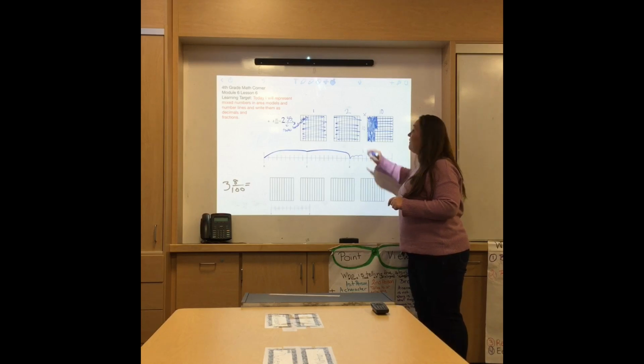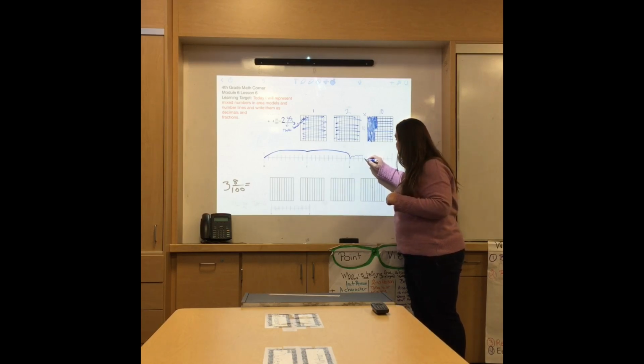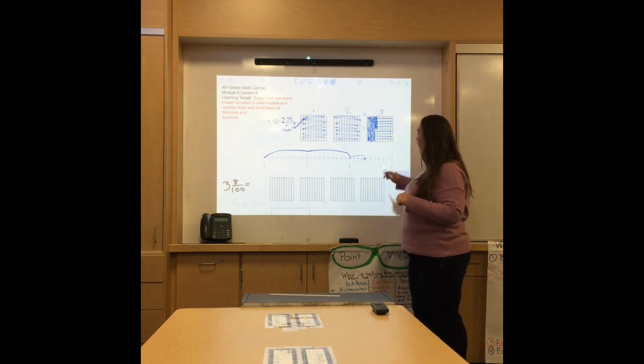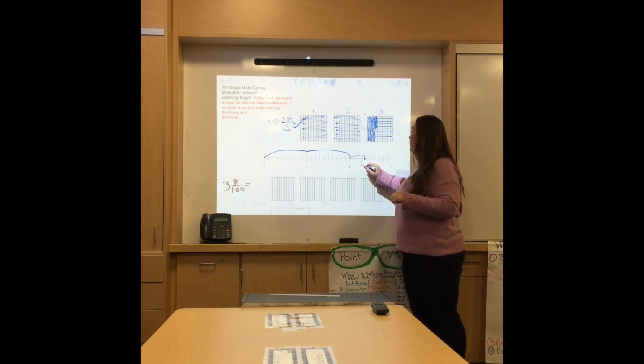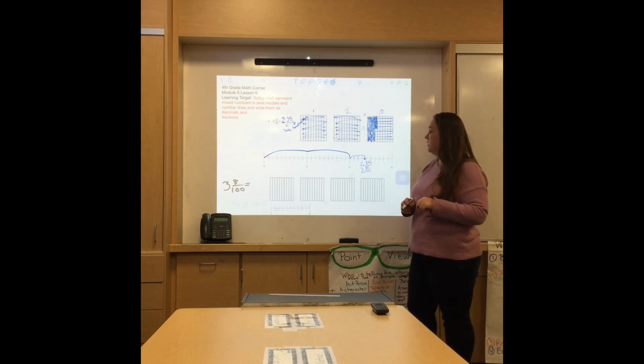I also know that 5 is half of 10, so I could use my best estimation and say that I would jump about here to do 5 hundredths. It's about halfway. And I need to label my number line 2 and 35 hundredths, or as a fraction, 2 and 35 out of 100.